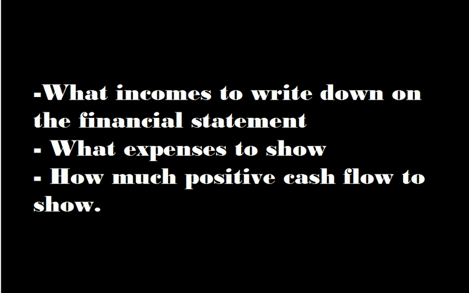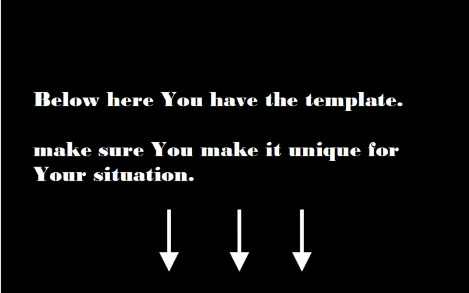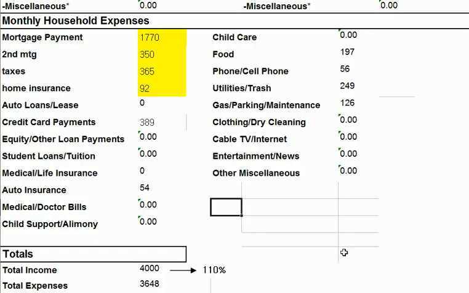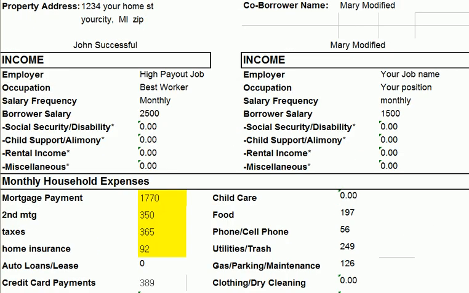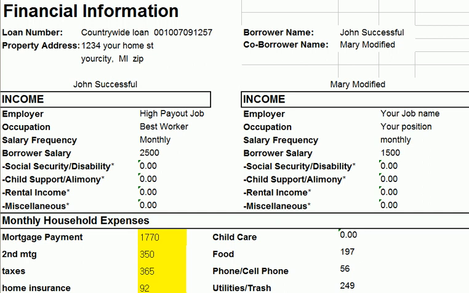Below this video, you have a copy of the template in Microsoft Excel format. Make sure you download it and make the changes to fit your unique situation. This is a simple financial statement, and you would write the loan number. This is very important. The loan number, your address, the borrower, co-borrower.